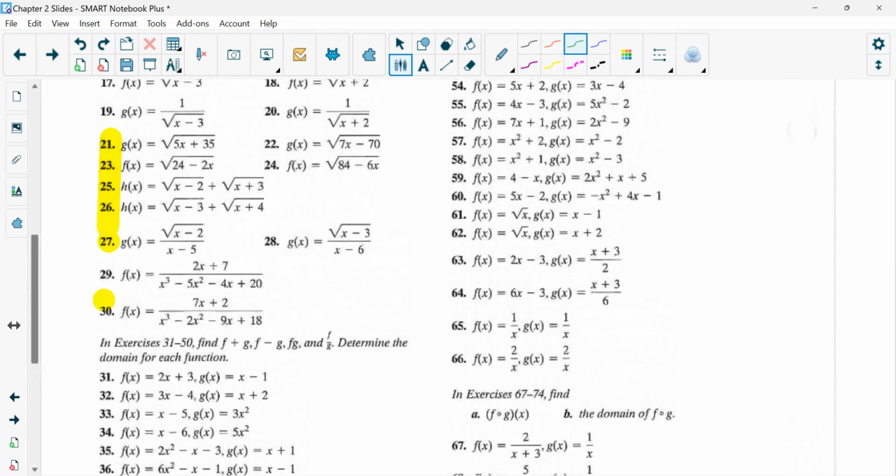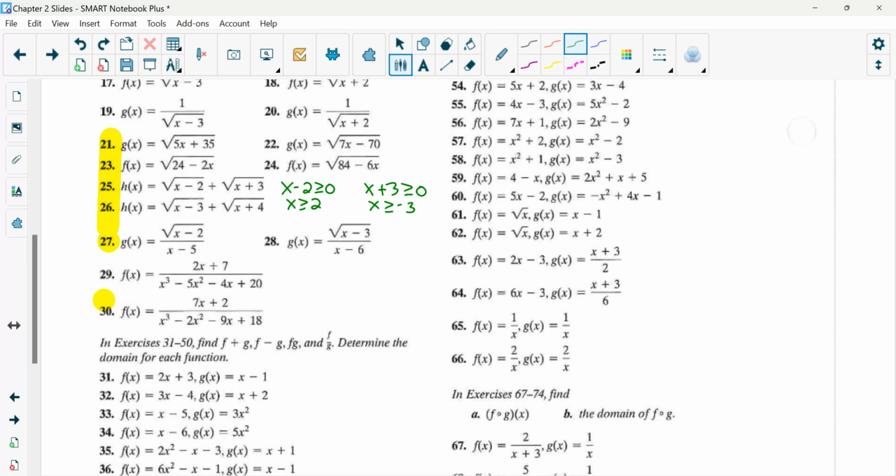So for 25, you would set each of those greater than or equal to 0 because they can equal 0 because they're not in the denominator. And so I get x is greater than or equal to 2, or x is greater than or equal to negative 3. So the way I showed you yesterday is that you had to make sure the answer worked for both of them. So if I plug 2 in here, 2 minus 2 is 0. I can take the square root of 0. 2 plus 3 is 5. I can take the square root of 5. So this one works for both of them.